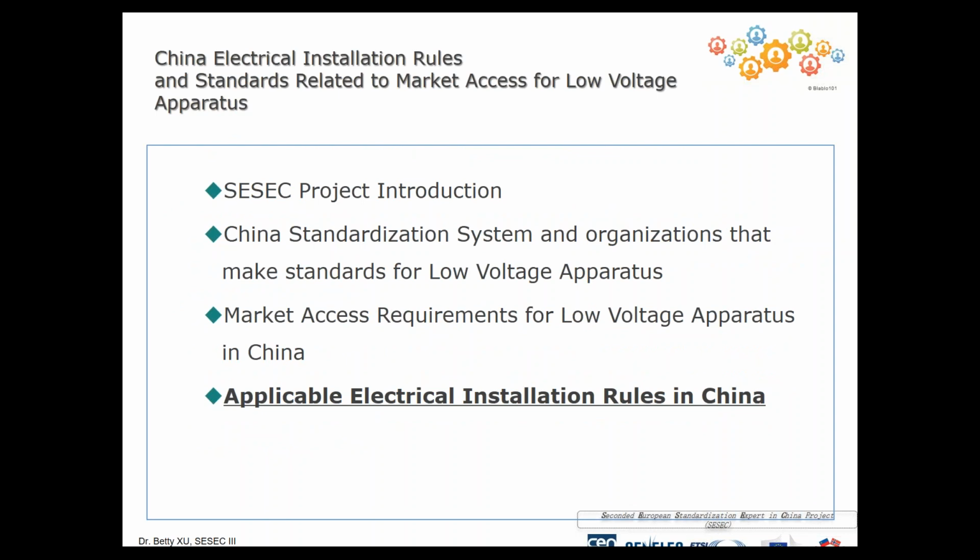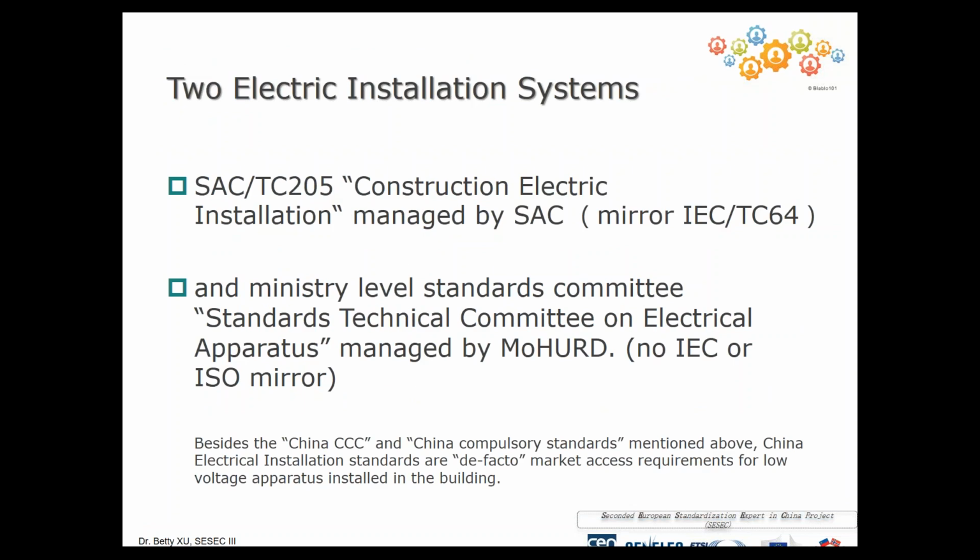And then I'm going to talk about the applicable electrical installation rules in China. There are two existing electrical installation systems in China. One is SESEC 205, named Construction Electrical Installation, managed by SAC and mirrored to IEC TC 64. Meanwhile, in MOHURD, there are ministry-level standards committees and national-level technical committees managed by MOHURD, named the Standards Technical Committee on Electrical Parameters. These technical committees from MOHURD do not have an IEC or ISO mirror. Therefore, please see the notes beside here.